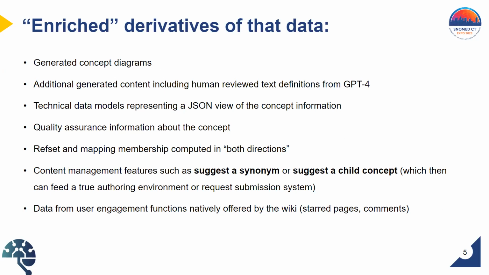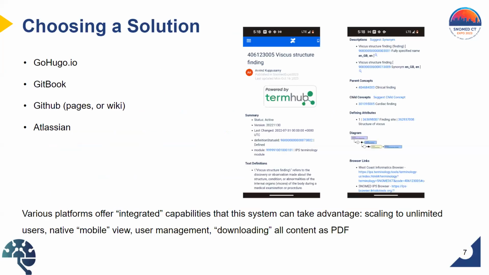And then we can have content management features. We've added suggest a synonym and suggest a child concept buttons, with the idea that these decorate the page with some technical payload that could be pulled out and put into an authoring environment, a content submission request environment, which then feeds an authoring environment. And of course, wikis have natural user engagement functions too, like comments and starring pages and other things related to that. We considered various options.